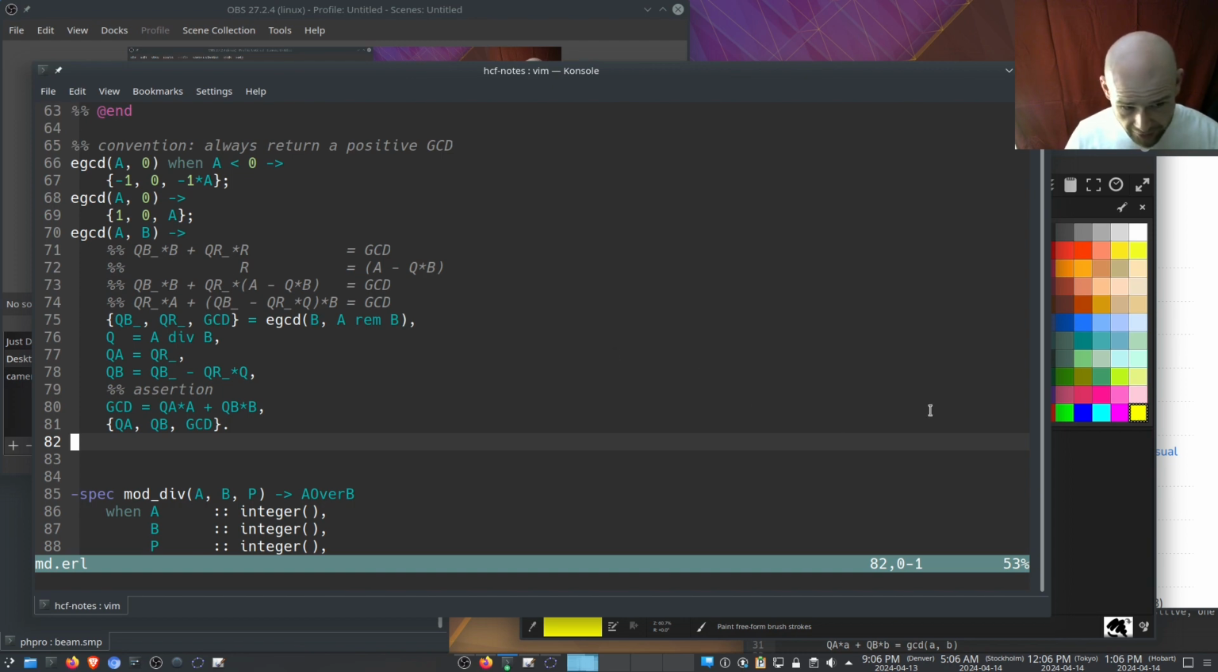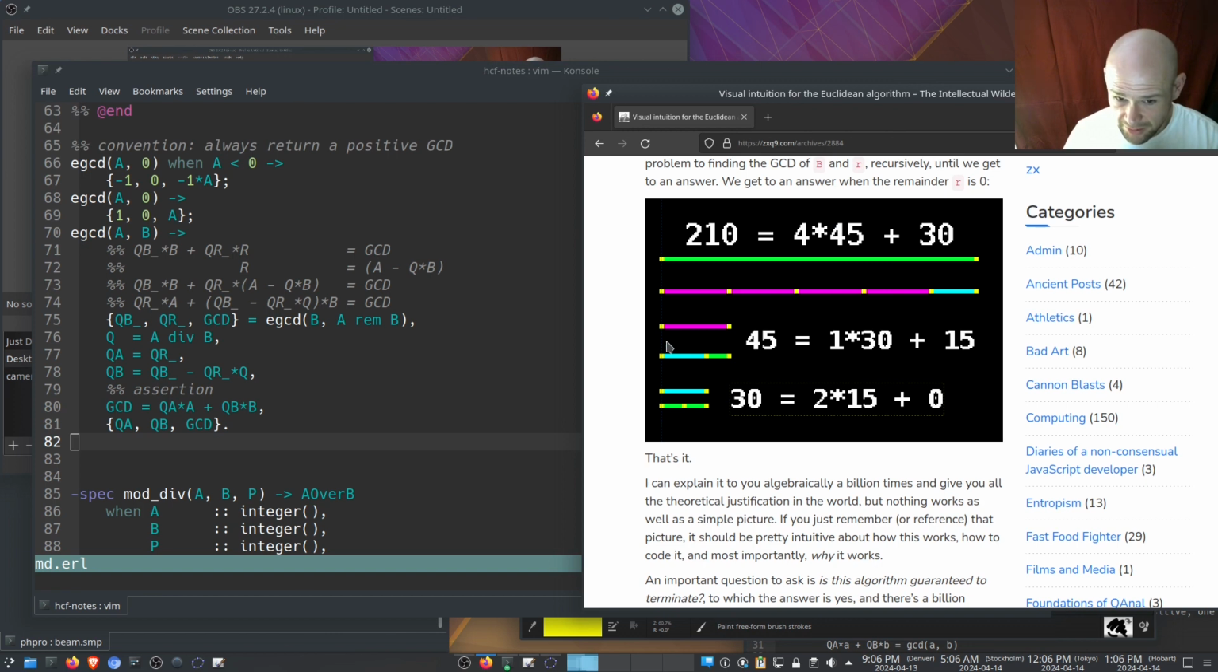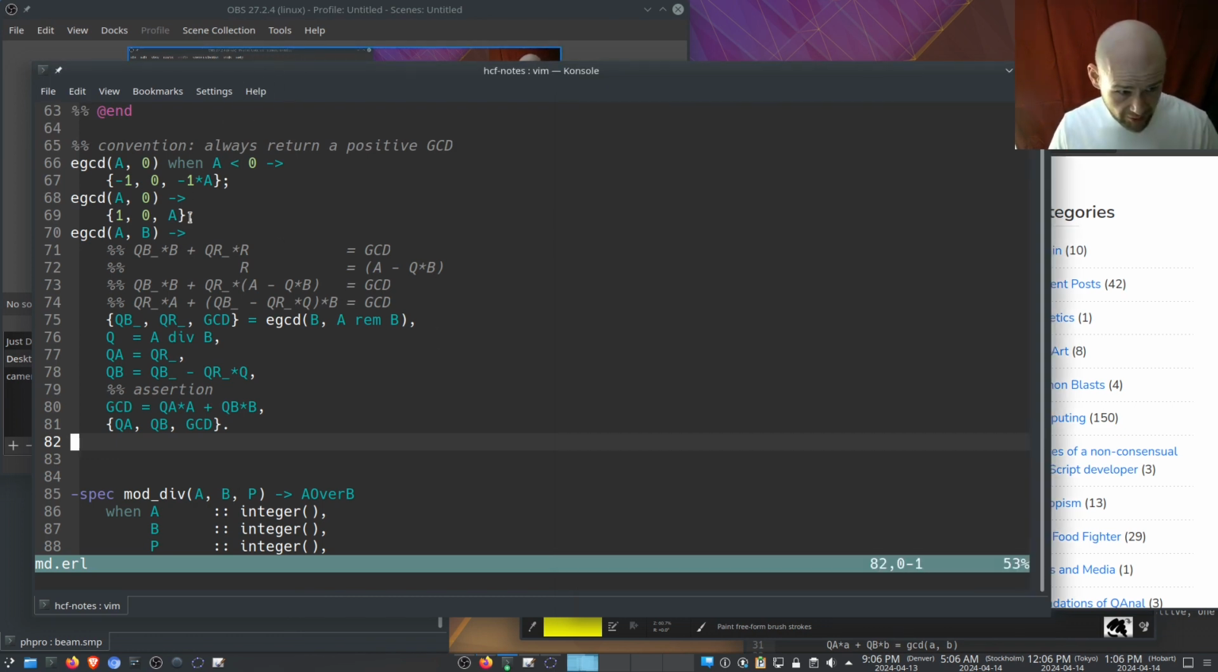Okay? So again, maybe going back to the picture, we want to find coefficients, some jump on A, the big number, and some jump on B, the little number, that gets us to the GCD. Well, what we'll do is we'll find a number of jumps that work on the little number and the remainder that get us to the GCD, and then from there use some algebra tricks to get things that work for the bigger number.